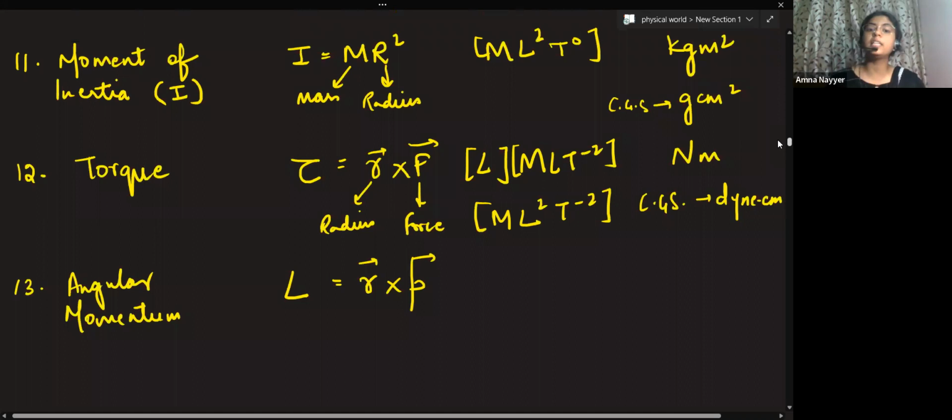So tell me the dimensional formula for angular momentum. This is the radius. This is the linear momentum. Linear momentum means the momentum that you did in the previous class. Just check for it.